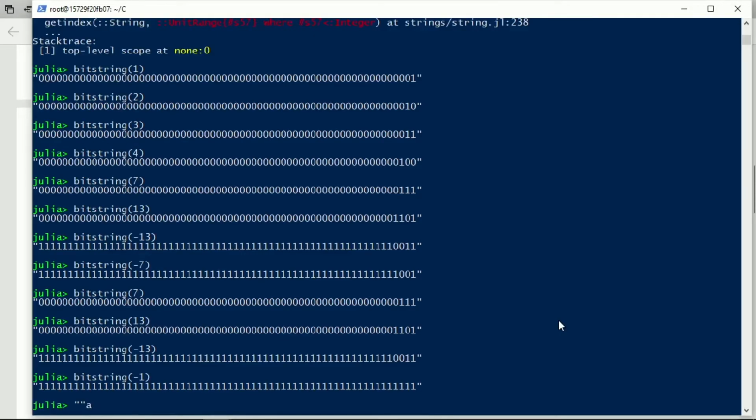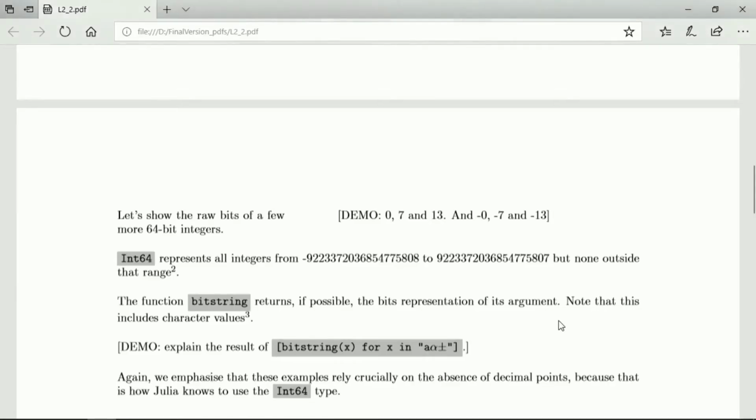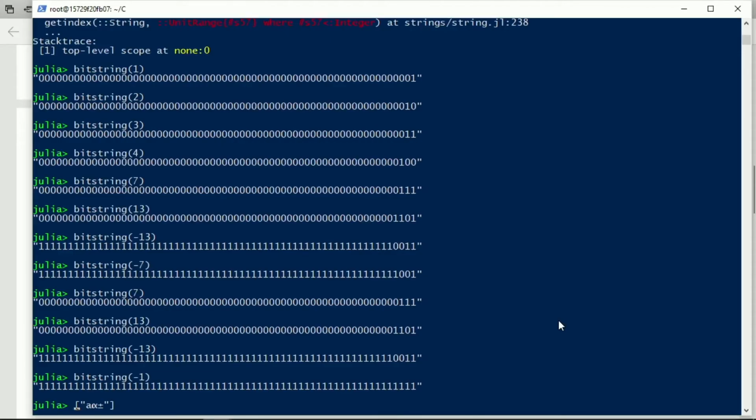A and alpha and plus minus, and I want that to be a string, and what I want is to put that into a comprehension. What is the comprehension going to be? It's just going to display the bit string of every x. So if I say I want the bit string of x for every x in that string.